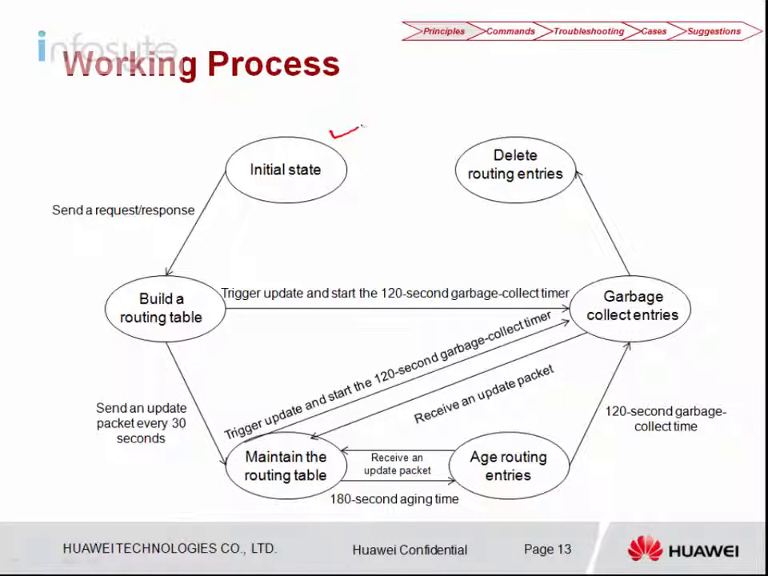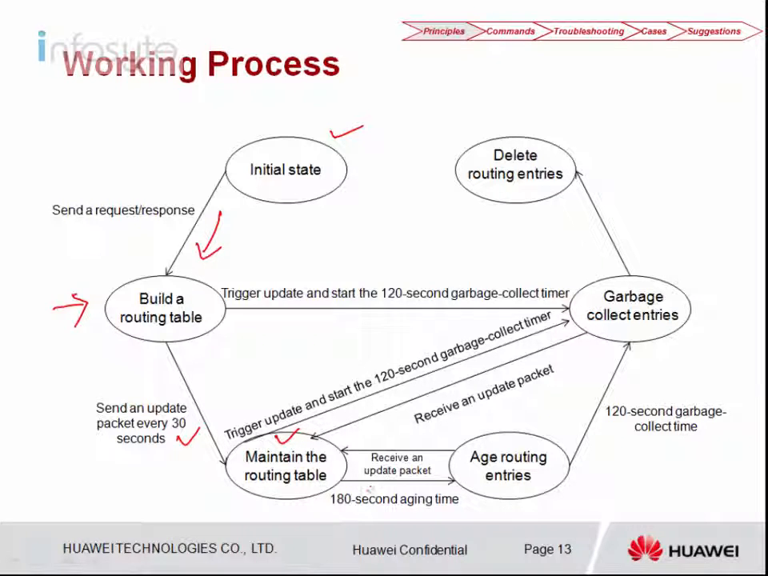Now, the initial state is that when you start RIP, it goes into the initial state. Whichever interface you have enabled RIP on will start to send and receive RIP, and RIP will build its routing table. Under this building routing table status, your RIP will be stable. During this process, it sends and receives routing updates every 30 seconds. So the entire routing table will be sent and received every 30 seconds. If everything is fine, the whole routing table will be stable.